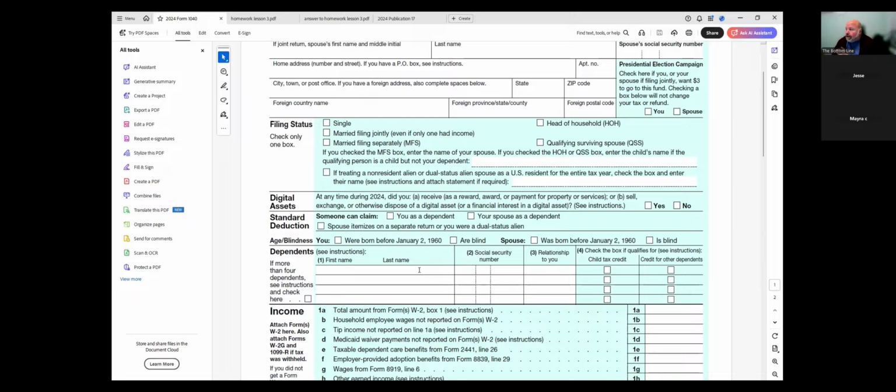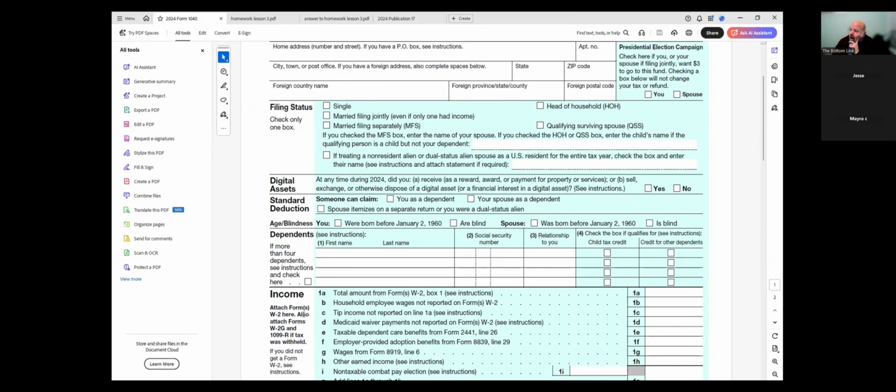Age and blindness: if you're over a certain age, you get an extra deduction for the standard deduction. So were you born before January 2nd, 1960? Every year that will change on this. And are you blind? If you're blind, you have another deduction. And then we go down, because Mr. Bumblebee had none of these. So on line 1a, what number do you guys have?